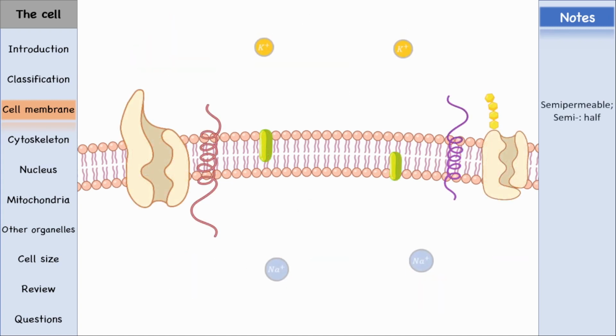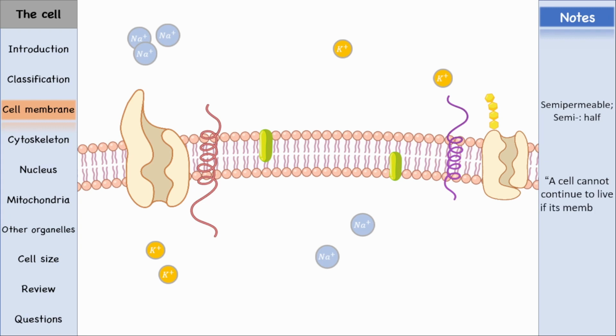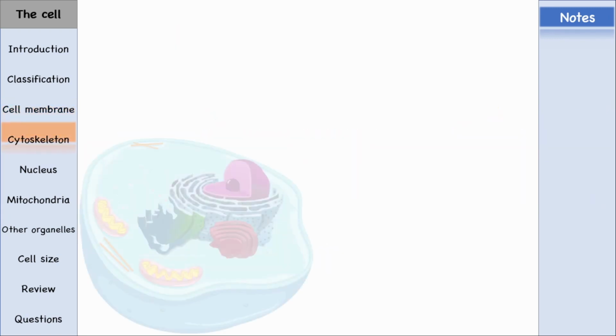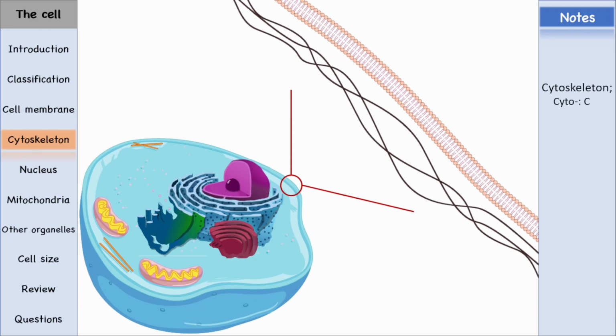As for the compounds or ions that cannot pass through, the membrane contains enzymes on its surface that allow their passage under certain conditions. Finally, a cell cannot continue to live if its membrane is damaged. As most living creatures need a skeleton to make their shape, the cell also has a cytoskeleton, and we'll talk more about the cytoskeleton in future videos of this series.